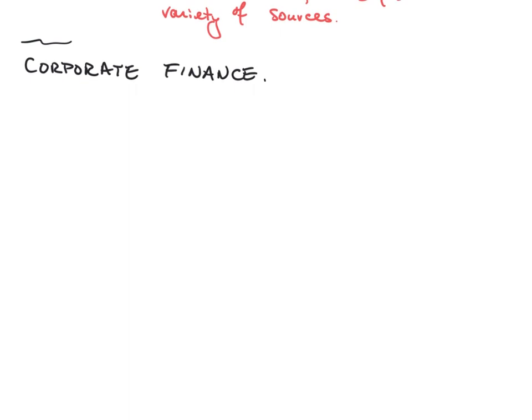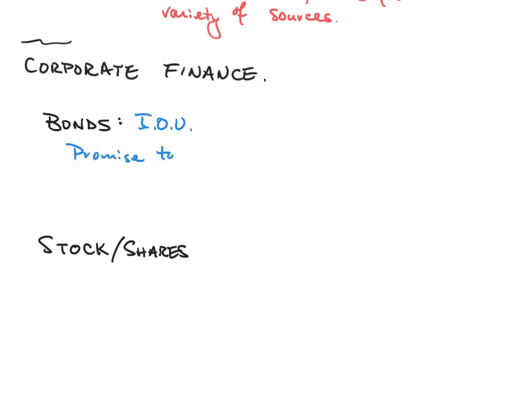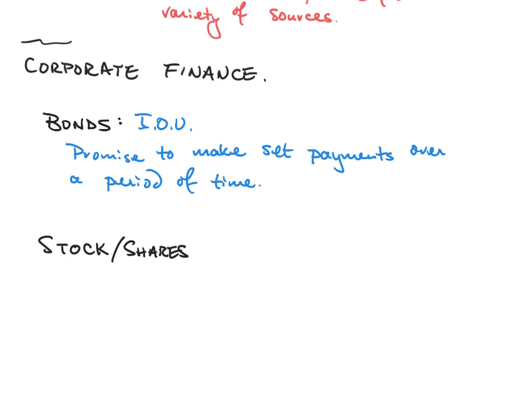One is by issuing bonds, and the other is with stock. Okay, or shares. What a bond is, kind of like an IOU. That's the way to think of it. But really, it is a promise to make some set payments over a period of time.